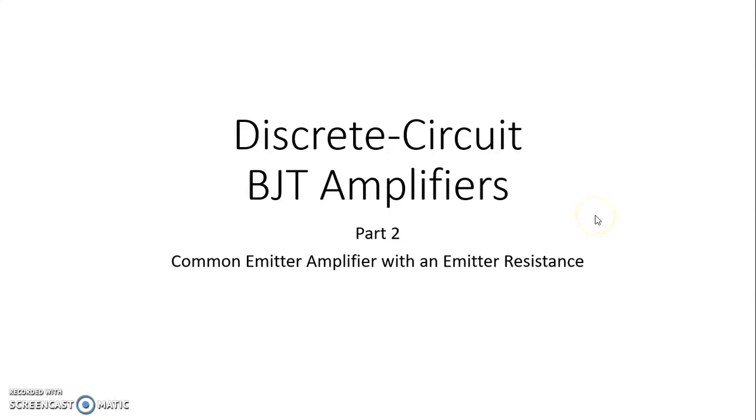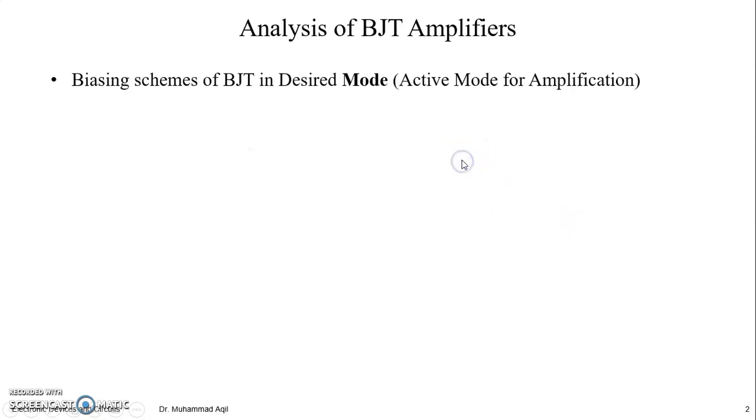Dear students, Assalamualaikum. Today we will discuss the second part of discrete circuit BJT amplifiers, which is a common emitter amplifier with an emitter resistance. We have already gone through the analysis of BJT amplifiers in a detailed way. Some of the main points are written here before going ahead.